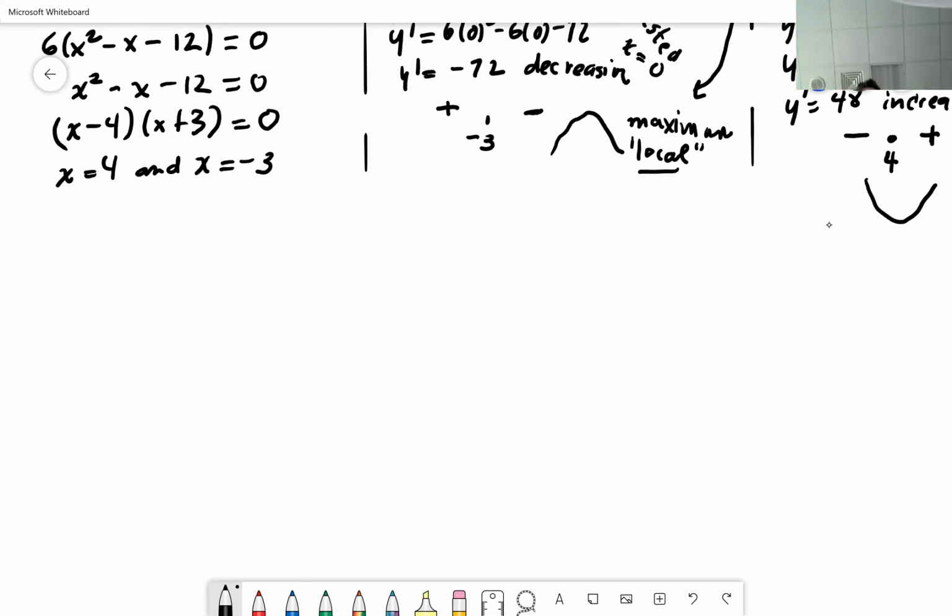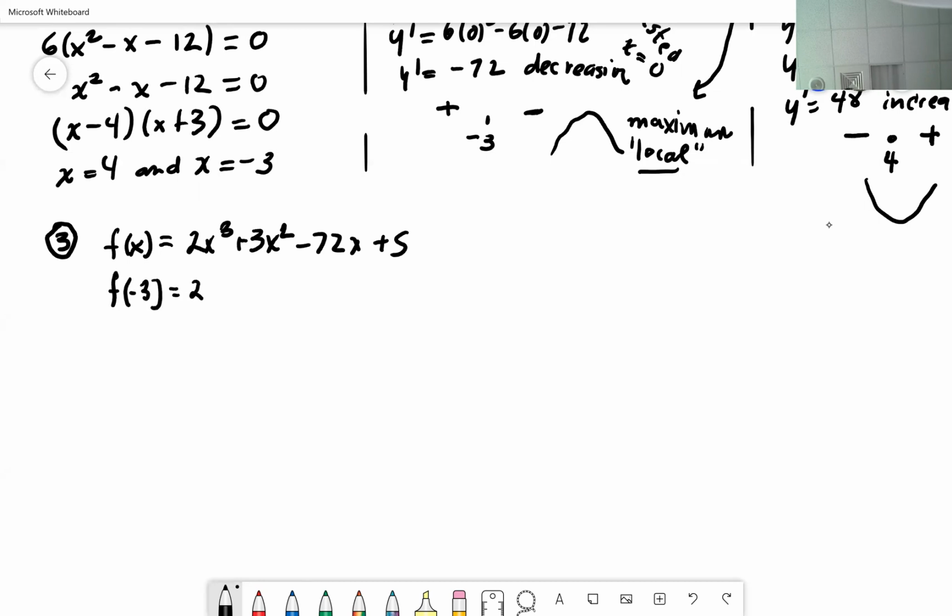So the original function was f of x, or y equals whatever you want to call it, but let's just say f of x equals 2x to the third plus 3x squared minus 72x plus 5. So I'm going to go ahead and substitute negative 3 into f, into the original function, not the derivative, because the derivative just tells us the slope of the tangent line.